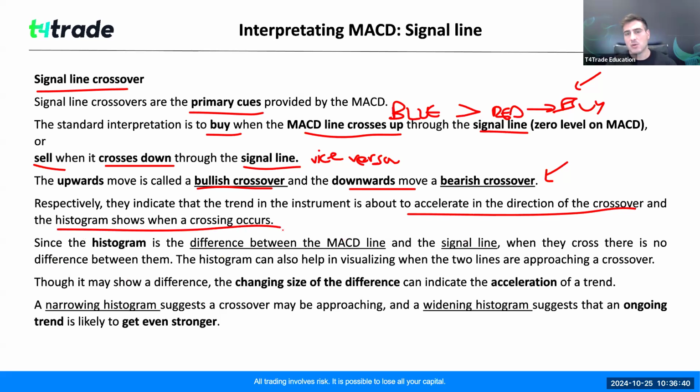As we said, when you see a blue line crossing the red line, histogram bars are going to be 0 because it indicates the shift in an instrument's direction. This is what the crossover is telling you. Since the histogram is the difference between the MACD line and the signal line, when they cross, there is no difference between them. So the histogram can also help in visualizing when two lines are approaching to cross over.